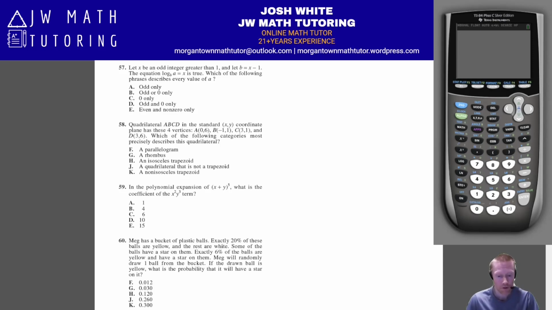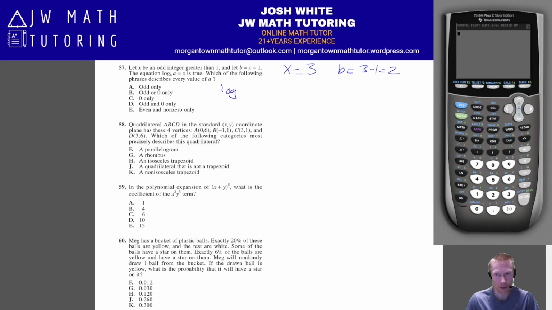Okay. So what I'm going to do is pick 3 for x, an odd integer greater than 1. Basically, it's the smallest option we have. And then b will have to be equal to 2, because b is just 1 less than x. All right, so now that we know that, we'll go to the equation here.